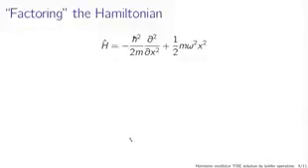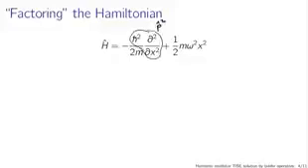The cleverness comes in this step. Consider factoring the Hamiltonian. Well, I can simplify this a little bit by pulling out, for instance, a 2m here, and writing this as the momentum operator squared. This is essentially p squared over 2m, the kinetic energy part. This is the potential energy part.